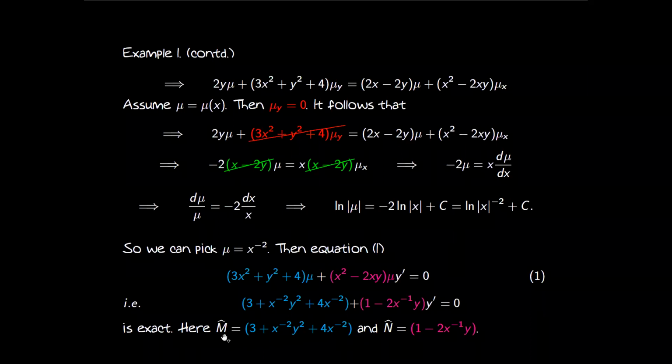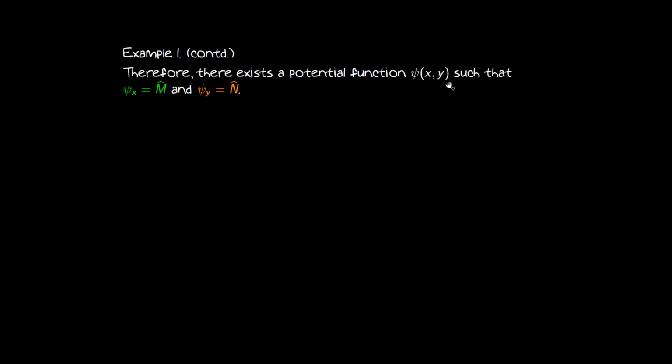And if you check the y derivative for M hat, what you get is going to be twice of x to the negative second power times y, which is the same as the x derivative of the N hat. So this equation is indeed exact. Now we understand there will be a potential function psi such that its x derivative is going to be the M hat and its y derivative is going to be the N hat.